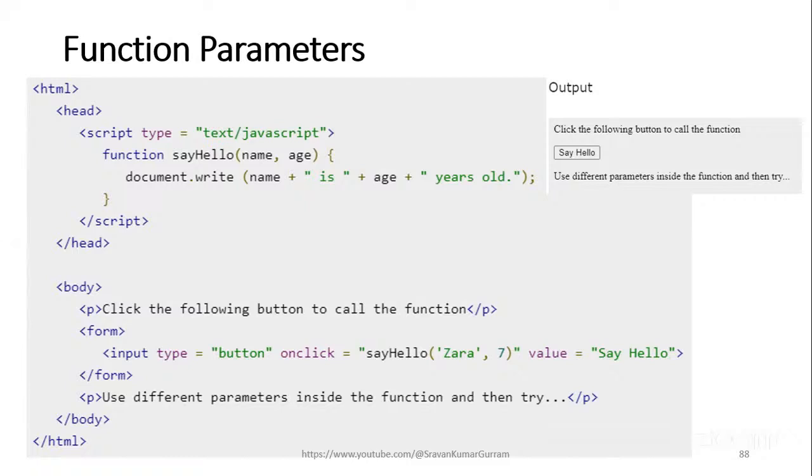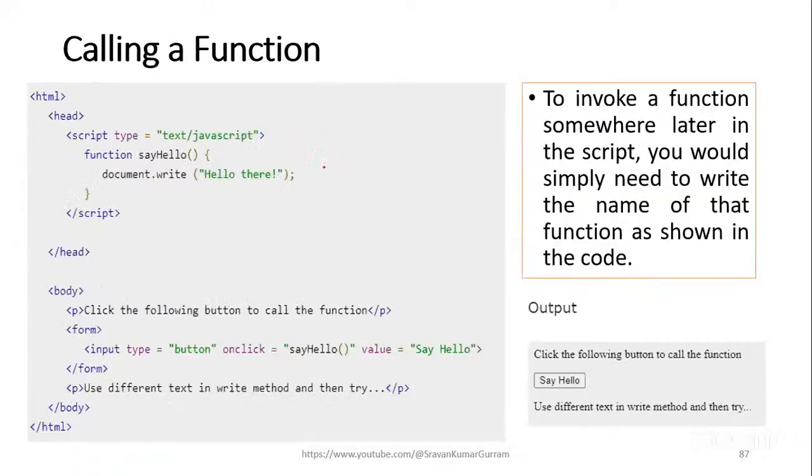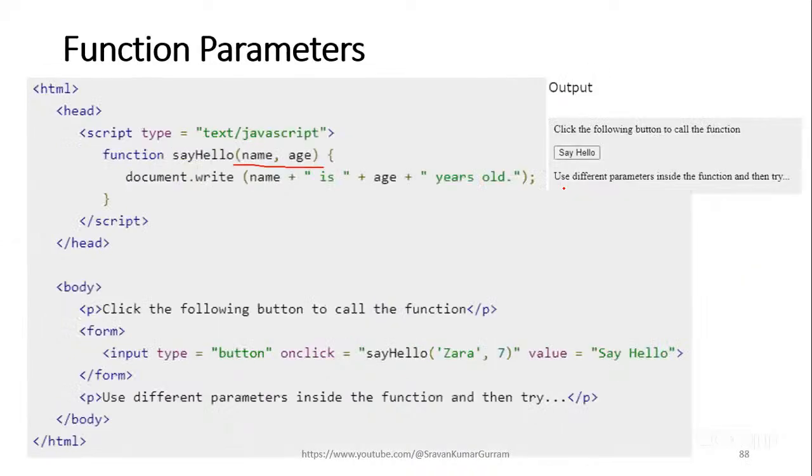Same code, if you observe, the small change is here I am writing name comma age, but we didn't write that name comma age in the previous code. That is a major difference. See here, in the previous code, we have written say hello, that's it. No parameters, no values within the bracket.